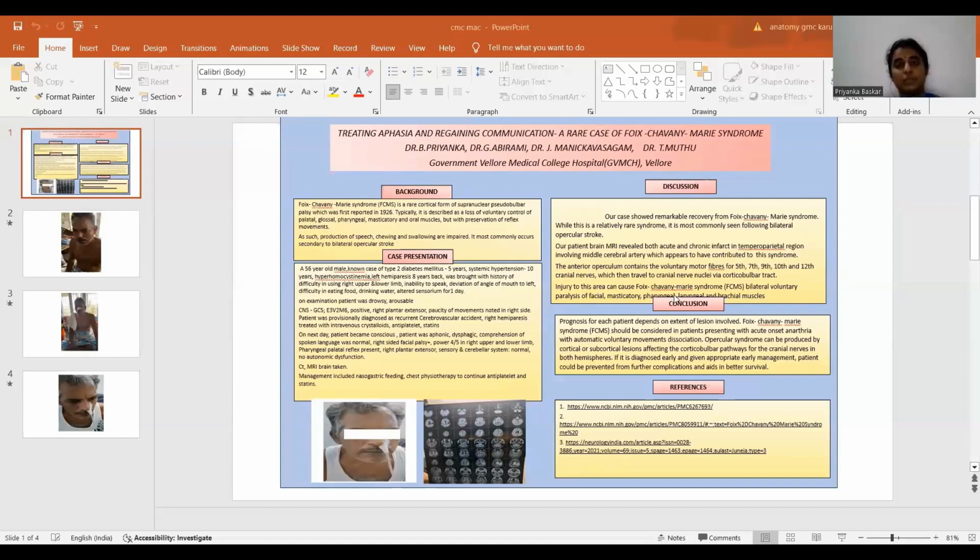Prognosis for each patient depends on the extent of the lesion. This should be considered in a patient presenting with acute onset anarthria with automatic-voluntary movement dissociation. Opercular syndrome can be produced by both cortical or subcortical lesions affecting the corticobulbar pathway involving cranial nerves. If it is diagnosed early and given appropriate management, the patient could be prevented from further complications, and it will definitely aid the patient in having better survival.